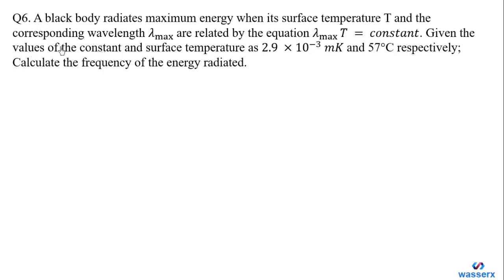We have this question, which is question number 6. A black body radiates maximum energy when its surface temperature T and the corresponding wavelength lambda max are related by the equation lambda max times temperature is equal to constant. Given the values of the constant and surface temperature as 2.9 times 10 exponent negative 3 meters Kelvin and 57 degrees Celsius respectively, calculate the frequency of the energy radiated. So from the question, we're given the relationship.